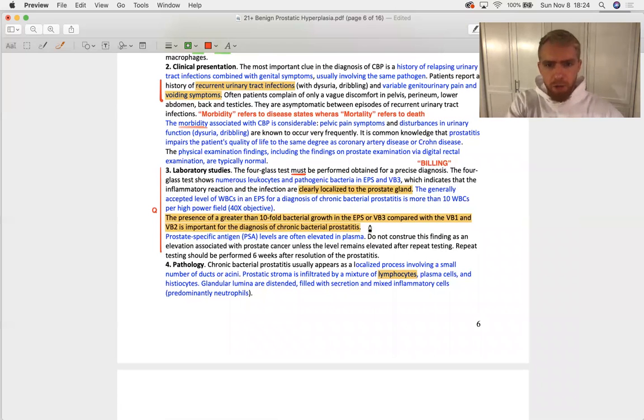And finally, here's a sentence saying that the EPS prostatic fluid sample and the third voided bladder specimen have a 10 times greater chance to culture bacteria than the VB1 and the VB2. So if they ask you which one do you sample, you know, EPS number 1, VB3 number 2.